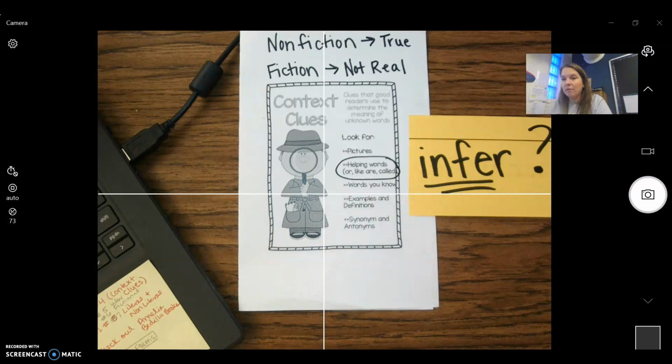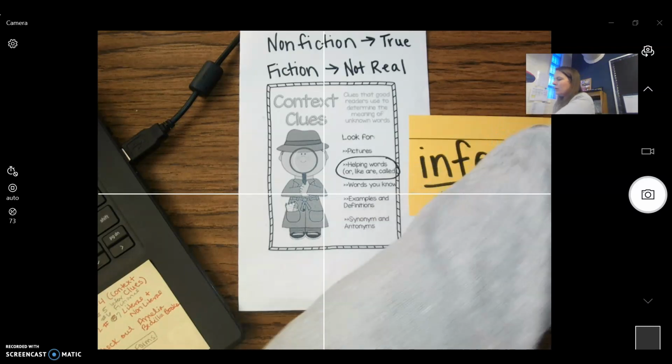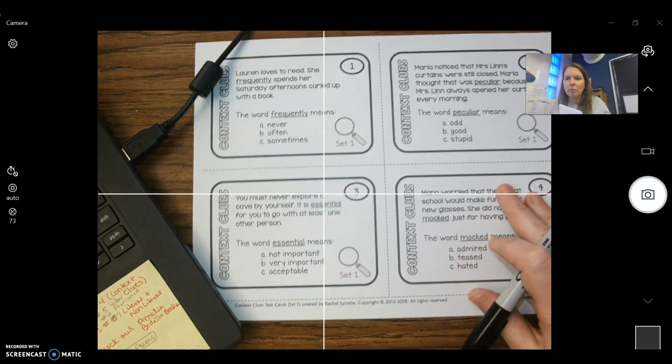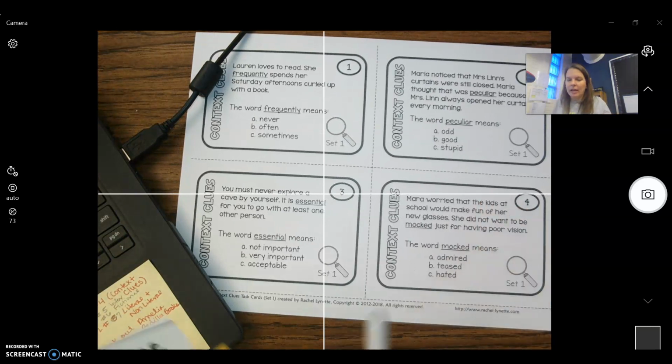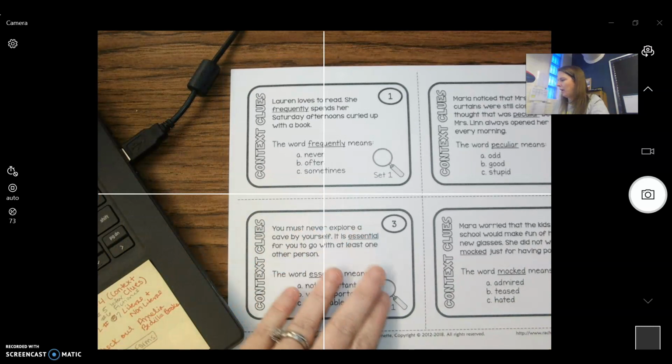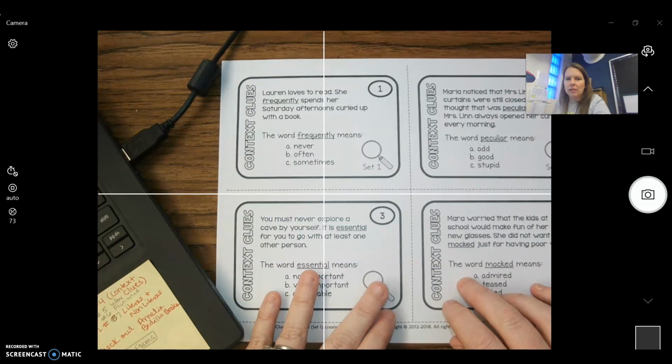So when we are inferring, we have to look at everything we have just read. We're going to practice a couple today together, and then you are going to do some by yourself. Okay, so we're going to do this one together, and then you're going to move on into the Nearpod and complete some on your own. So let's look at question number 1 right here. Okay, I want you to follow along with Miss Esther as I read.